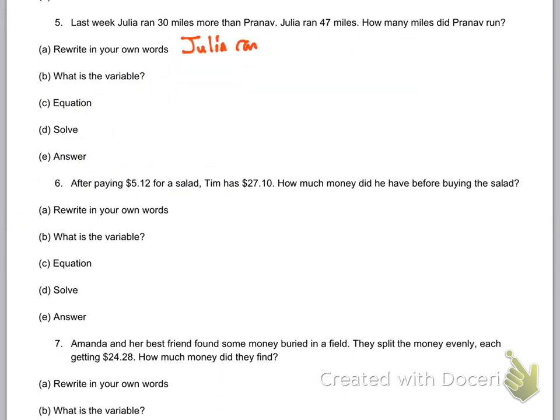All right. Last week, Julia ran 30 miles more than Pranav, and Julia ran 47 miles. How many miles did Pranav run? One of the reasons I have you guys rewrite this is because the way these people wrote this, that's confusing. Why didn't they just say how far Julia ran first? So that's what I'm going to do. I'm going to say Julia ran 47 miles, and then we need to think about Pranav. If Julia ran 30 miles more than Pranav, then Pranav ran 30 miles less than Julia. So I'm going to say Pranav ran 30 miles shorter or 30 miles less. That makes it nice and straightforward to me.